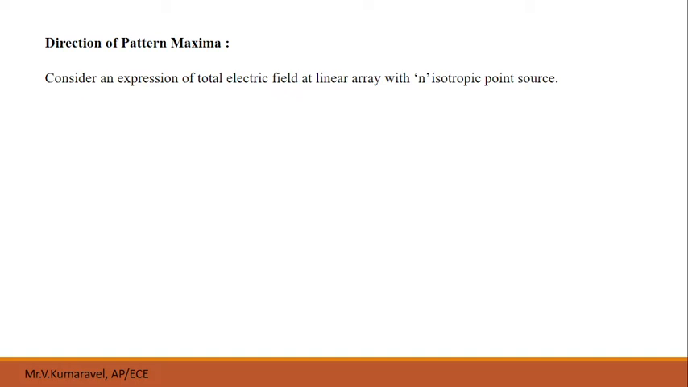In order to find the pattern maxima of minor lobes, let us consider the total electric field expression of n isotropic point sources. So here we have Et equal to E naught sin(n xi by 2) divided by sin(xi by 2), where small n represents the number of elements in the array and xi represents the total phase difference. E naught is the electric field, and Et represents the total electric field. So now let us proceed.